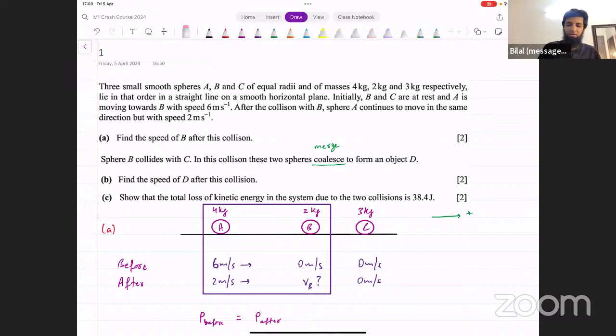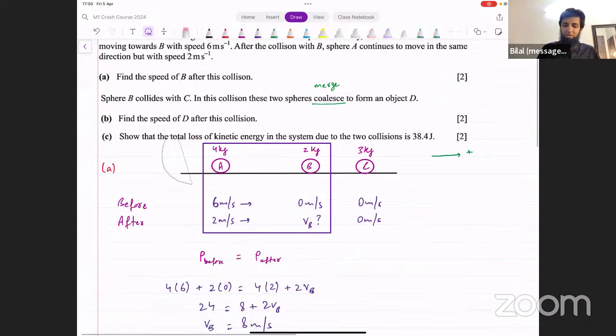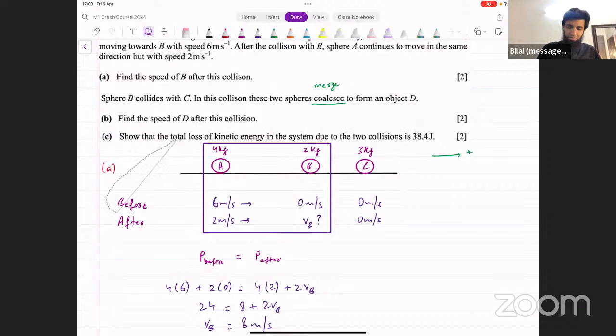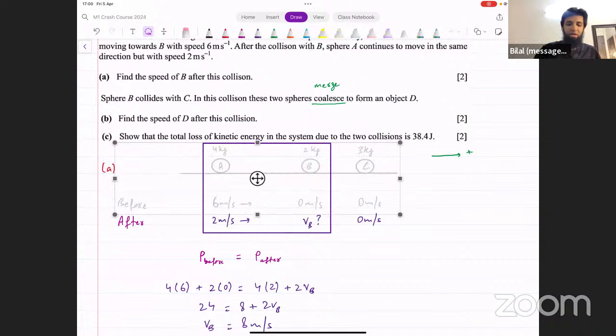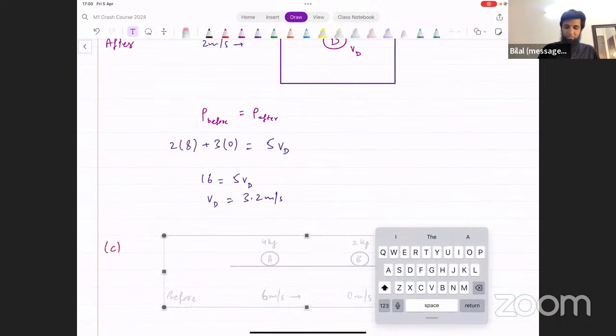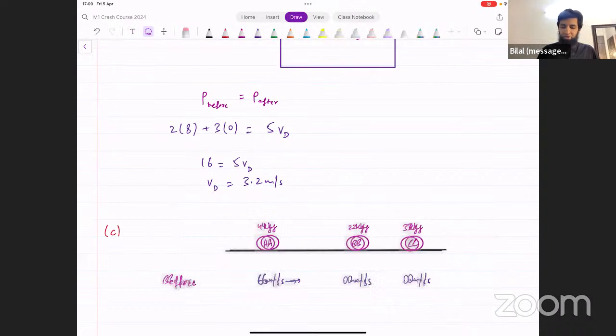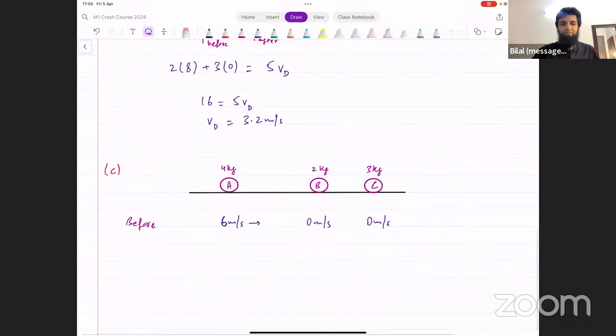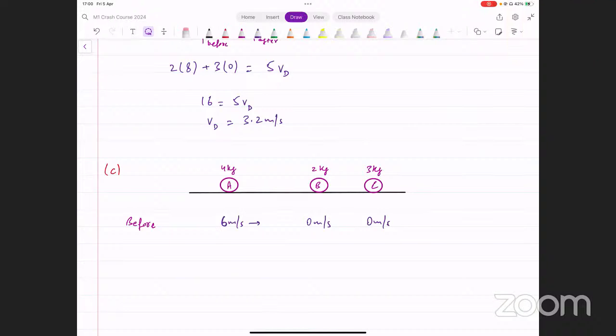Let's try that. Again, we consider the initial situation. Just copy all of this like this. This is what the situation was in the very beginning, right? At the start, this was the state of the three particles. This is what the three particles looked like in the beginning. So this is, you can say, the initial state.